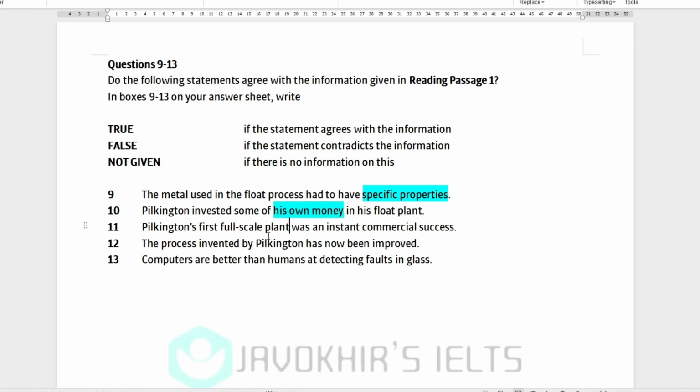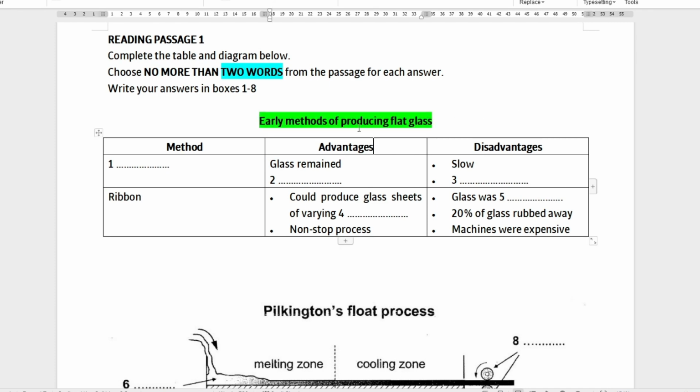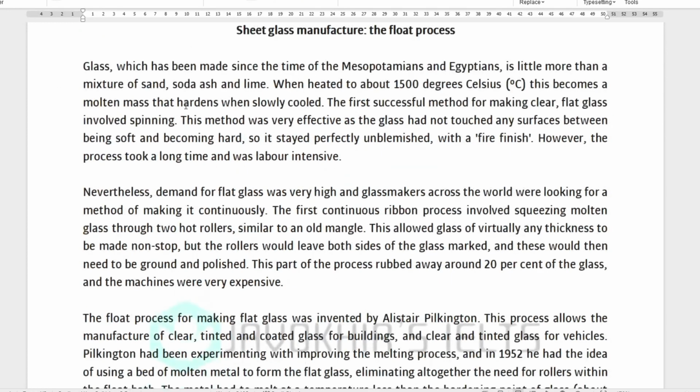Pilkington's first full-scale plant was an instant commercial success. This is just some sort of really dramatic words that the examiners are claiming. The process invented by Pilkington has now been improved. The computers are better than humans at detecting faults in glass. So we'll start from the table, early methods of producing flat glass. In this color, I'm just going to choose green.